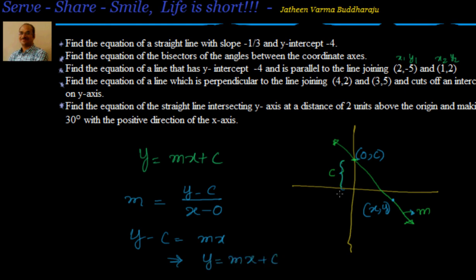So this equation is very useful whenever you know the y-intercept. Whenever you know the y-intercept, that's nothing but c, and you know the slope of the line, very easy, you can substitute in y equal to mx plus c. So in the next session we will look into another type of equation of straight line like point slope form. We will look into some examples on that.